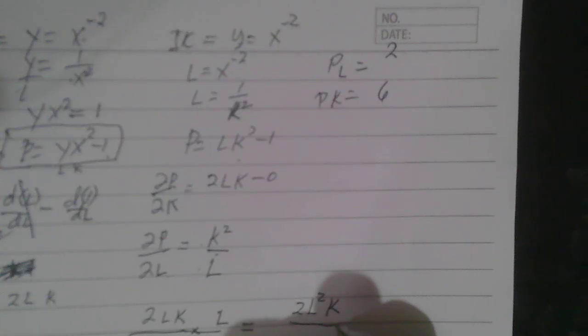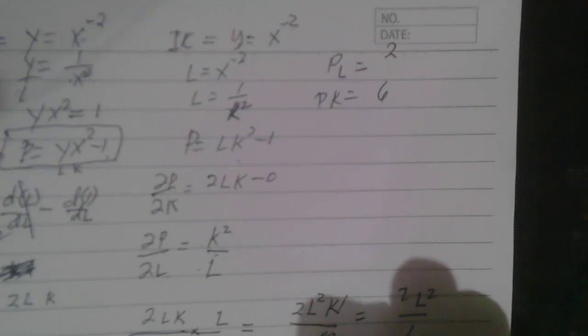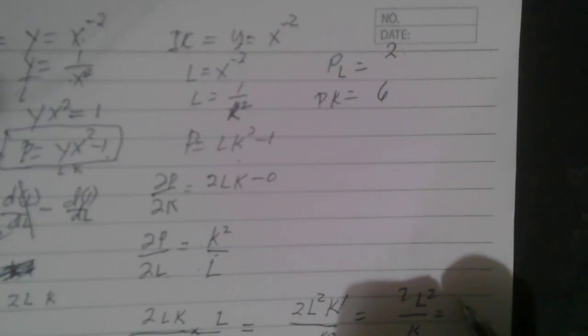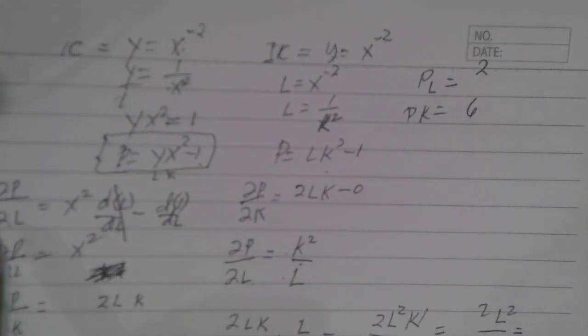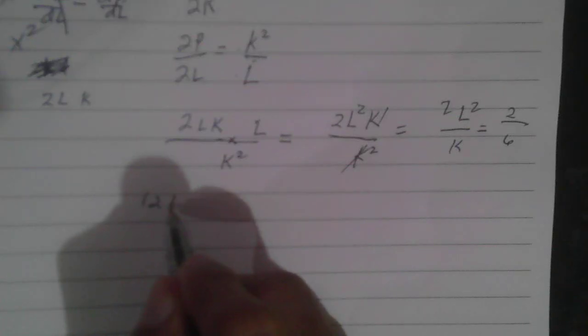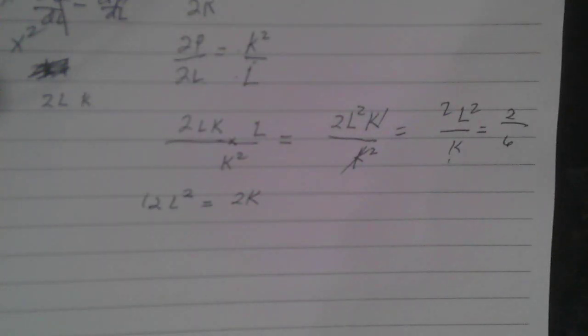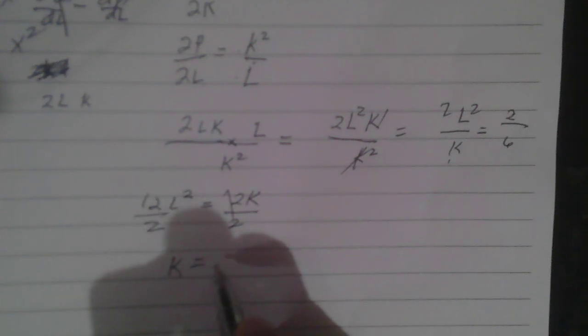2L square K square. So when you divide it, it becomes 2L square over K. Multiply by the price. The first derivative is for L, right? The labor price is 2 and capital is 6, so multiply. You will have 12 L square equals 2 times K. Divided by 2 on both sides, K is equal to 6L square.